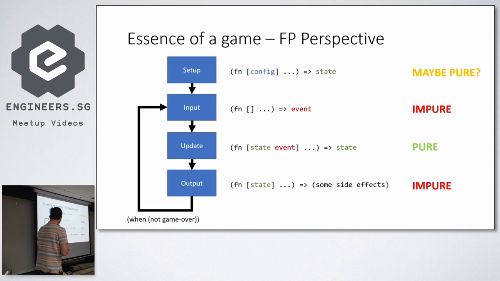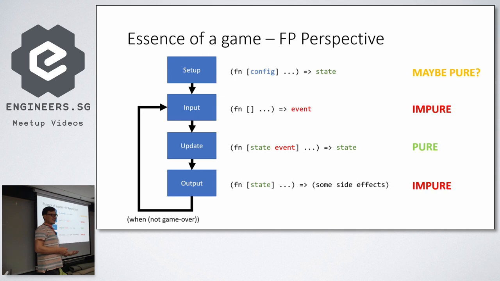But then the core of the game, and I think the most interesting function of all, is when you take the current state of the game, plus an event, what just happened, and you transition that to the next state in the game. And that can be a pure function, yeah? So you've basically got an immutable state of the world, you run it through a pure function with whatever the event is, and you get a new state of the world. And that's actually quite nice from a functional programming perspective. We can actually reason about this.